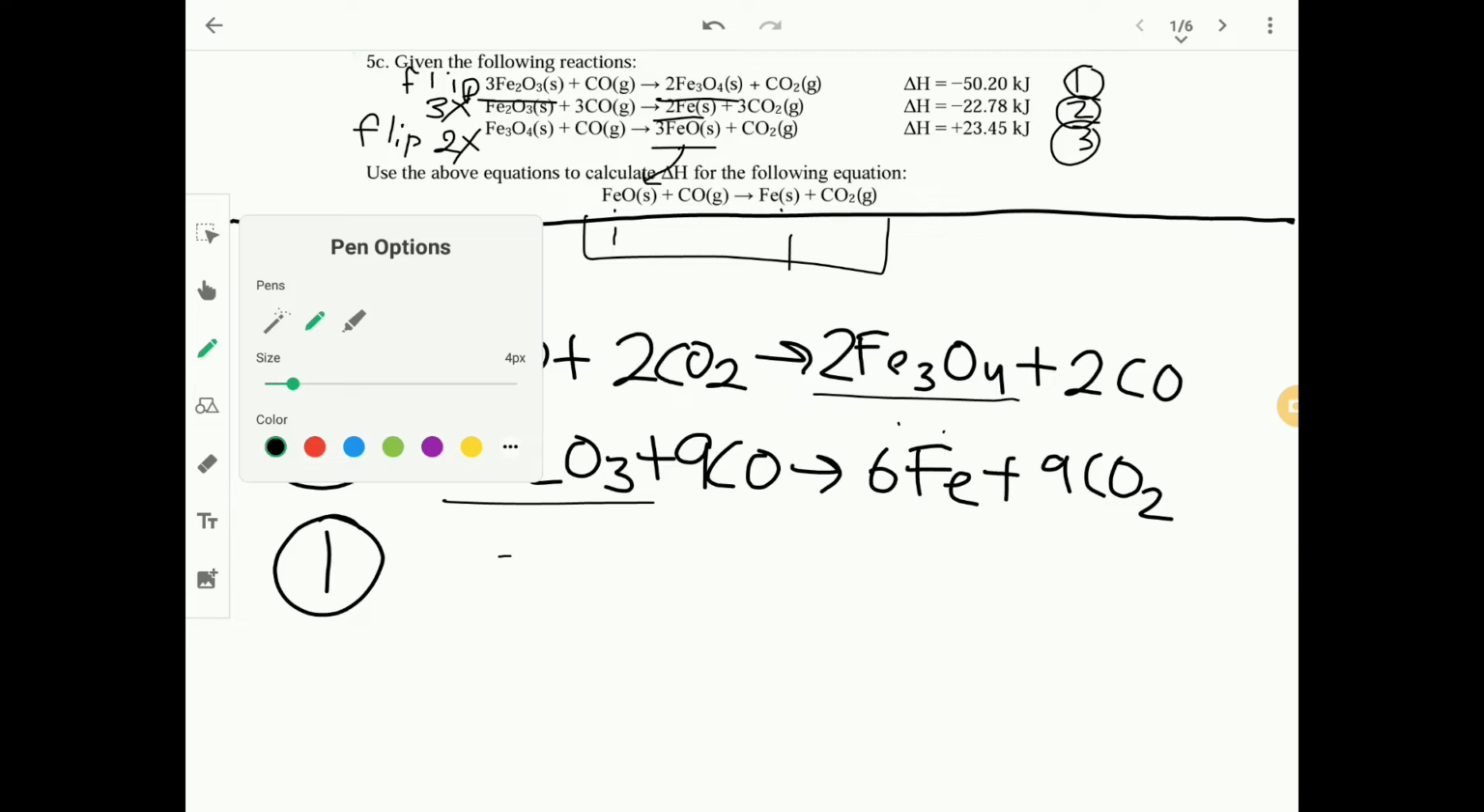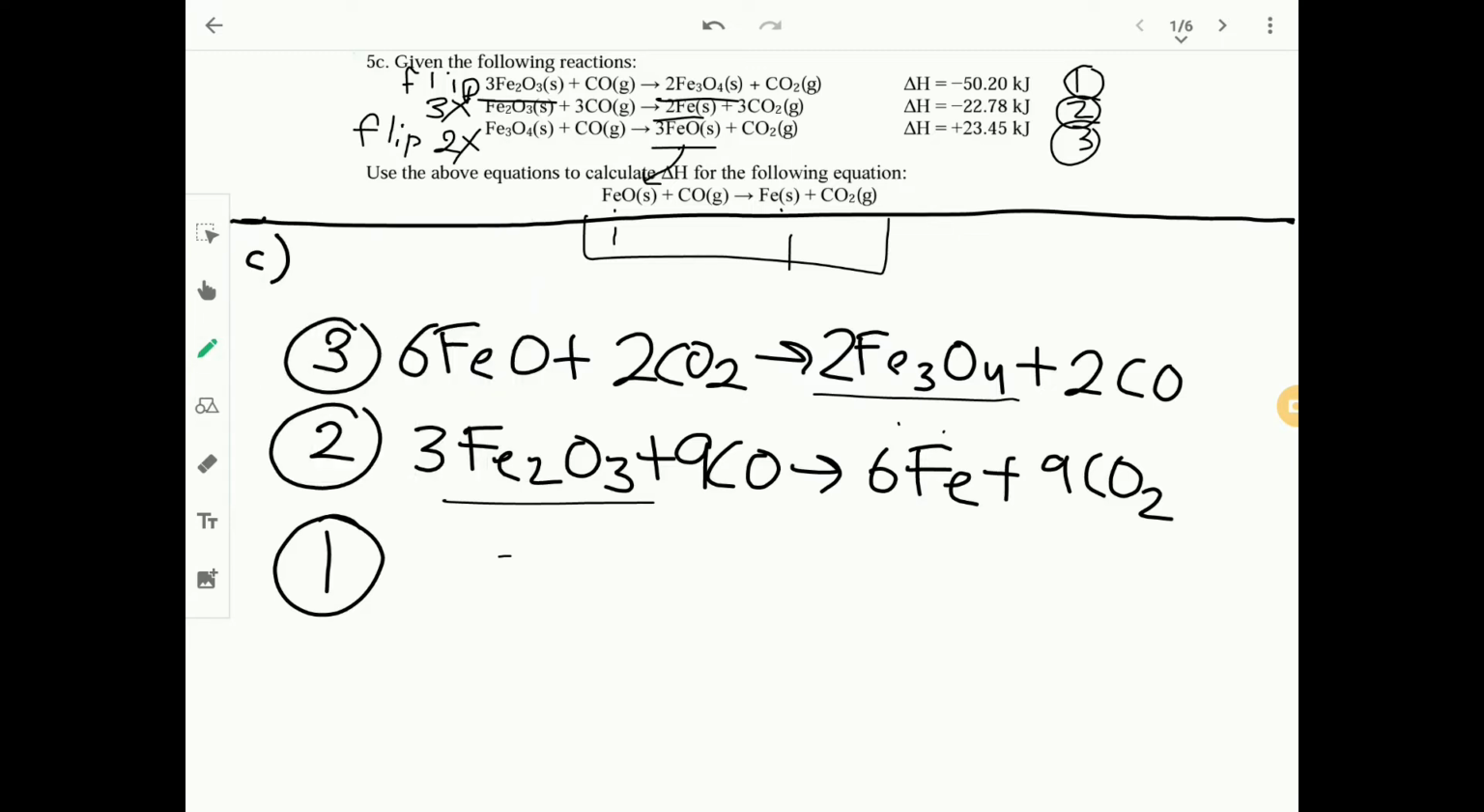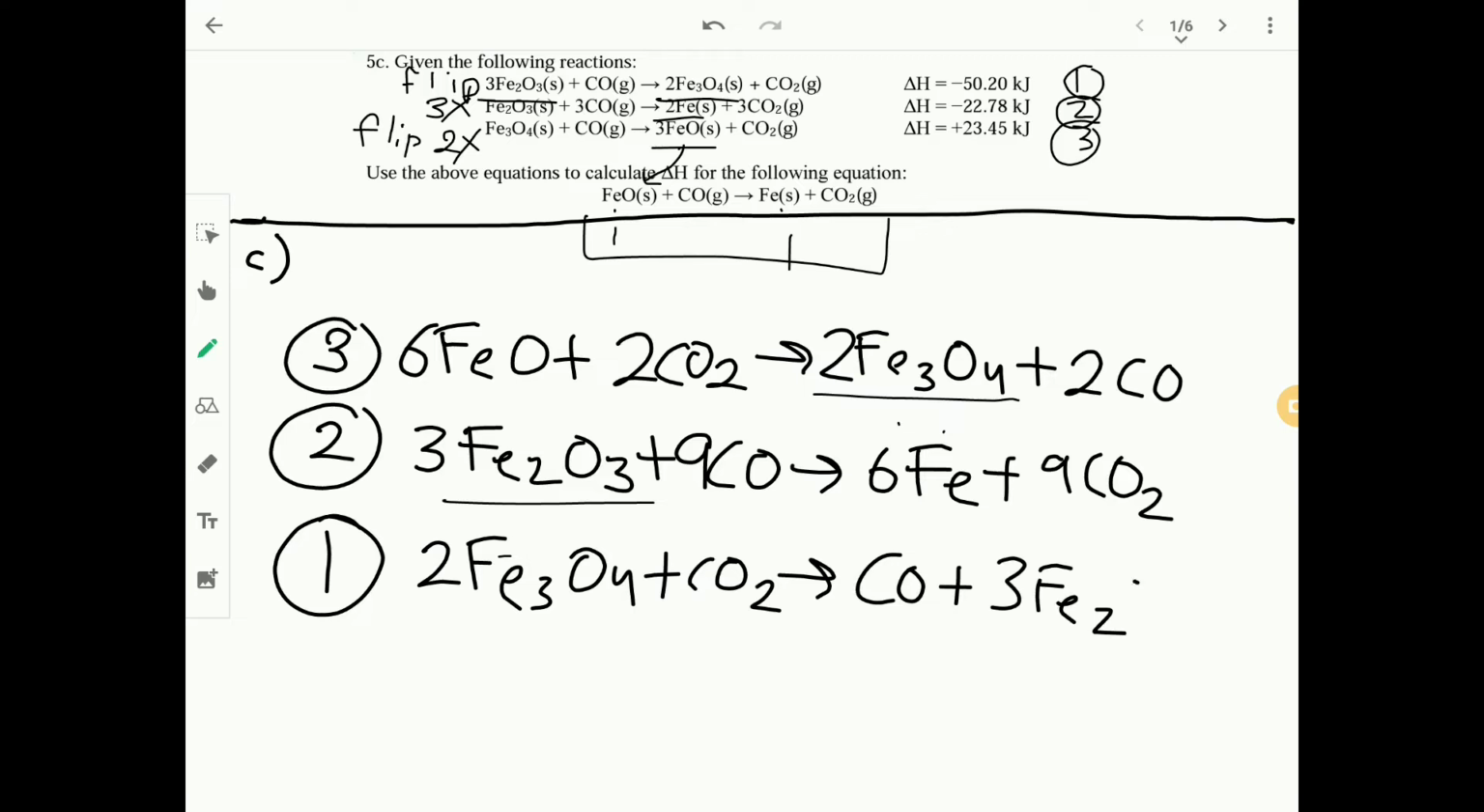So when we flip, we should get 2 Fe3O4 plus CO2 to give CO plus 3 Fe2O3. Let's check now quickly. Okay, 2 Fe3O4, 2 Fe3O4 are cancelable. 3 Fe2O3, 3 Fe2O3 are cancelable. 6 FeO, 6 Fe on the right side. 2 CO2, okay, we have CO2 here, okay, it works.